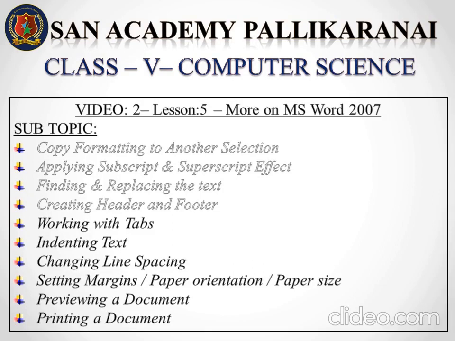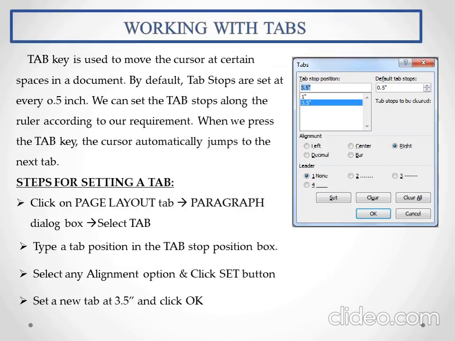This is video 2 for lesson 5, more on MS Word 2007. In the last video we saw various options like formatting, subscript, finding, replacing and creating header and footer in MS Word. Now we are going to see the other options of it: working with tab, indenting text, line spacing, setting a margin for the printout, paper orientation, paper size, previewing a document and printing a document. Let's get into the lesson, students.